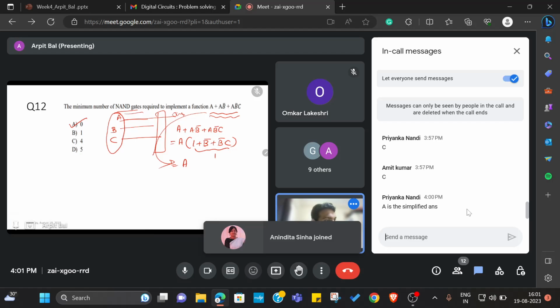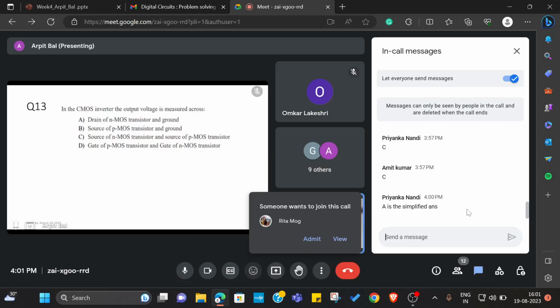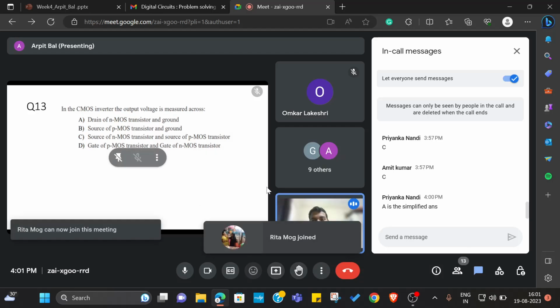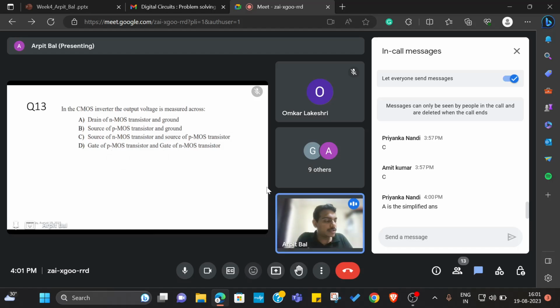Moving on to the next question. This is related to the implementation of the CMOS inverter. The question here is, you have the CMOS inverter available, and from where do you need to measure the output voltage? What can be the answer to this question?